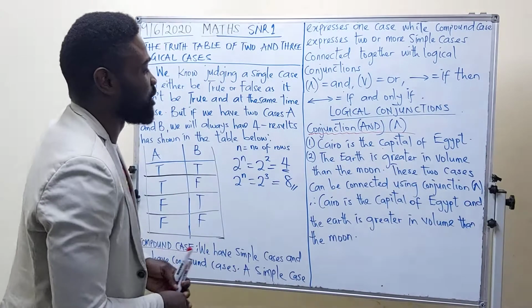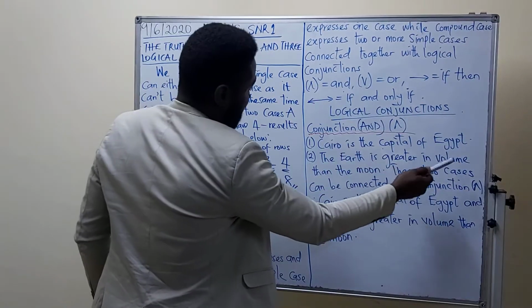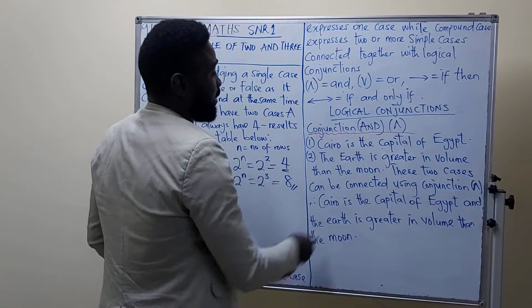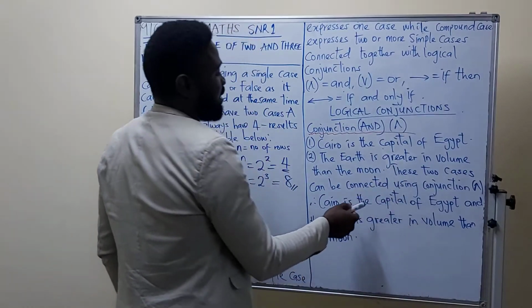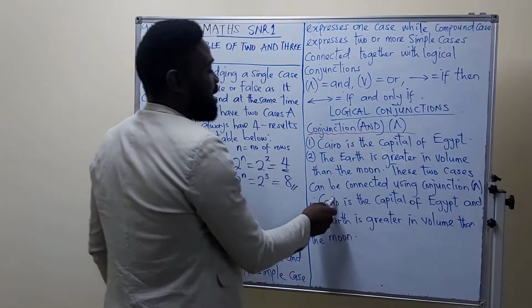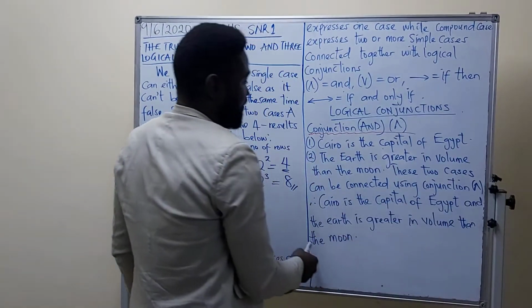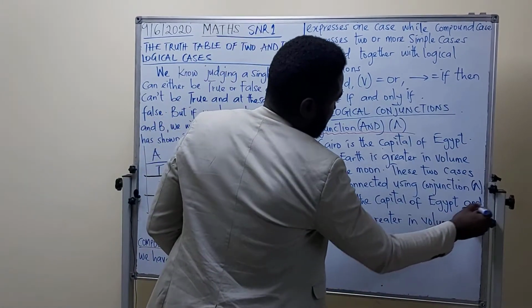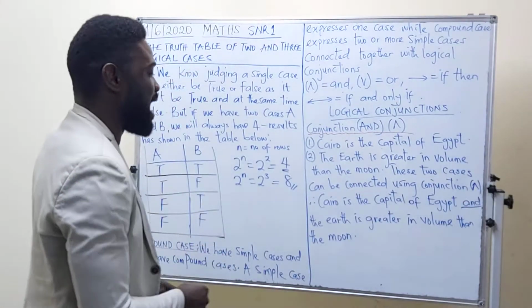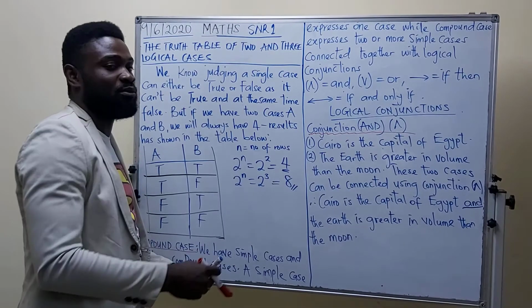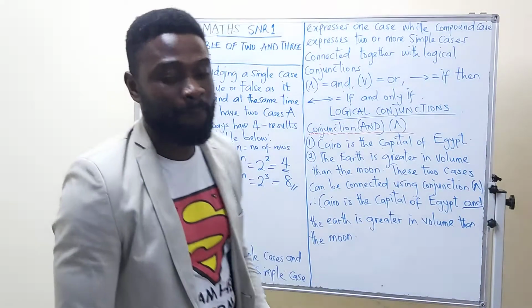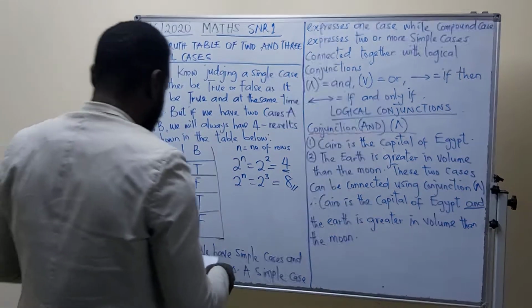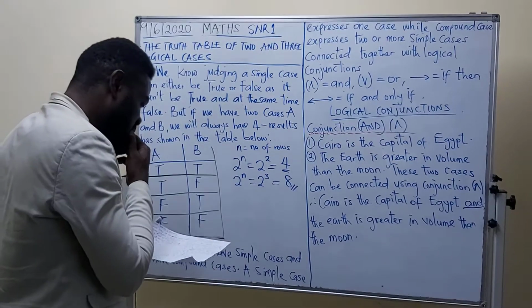So dealing with conjunction "and", for example, Cairo is the capital of Egypt. The earth is greater in volume than the moon. That's another example. These two cases can be connected using conjunction "and". Therefore, Cairo is the capital of Egypt and the earth is greater in volume than the moon. So we have been able to connect or combine the two sentences together.